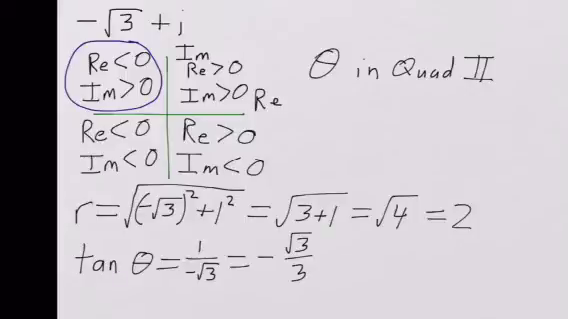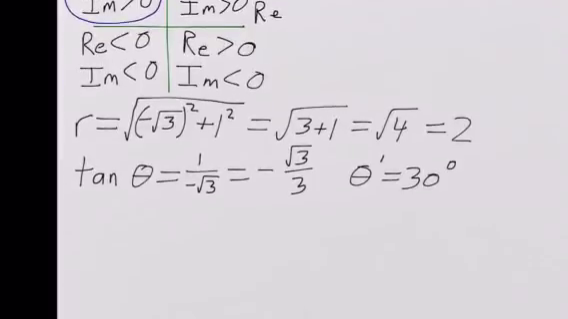So now I need a reference angle that has a tangent of square root of 3 over 3. So that would be 30 degrees. So our reference angle is 30 degrees, and we've already established theta is in the second quadrant. So that's going to tell us that theta is equal to 150 degrees.